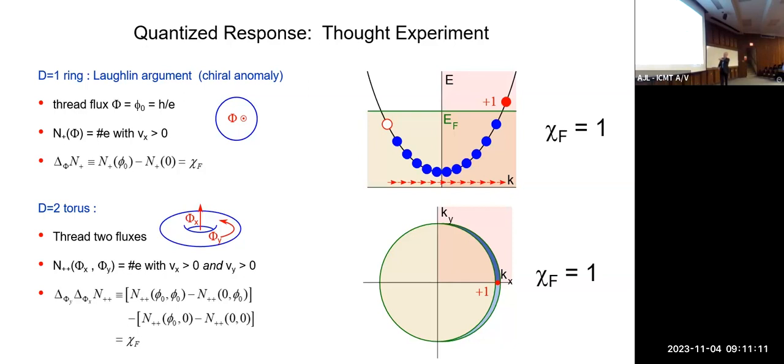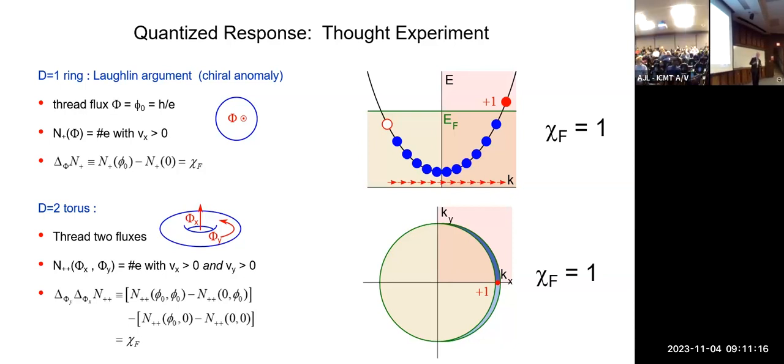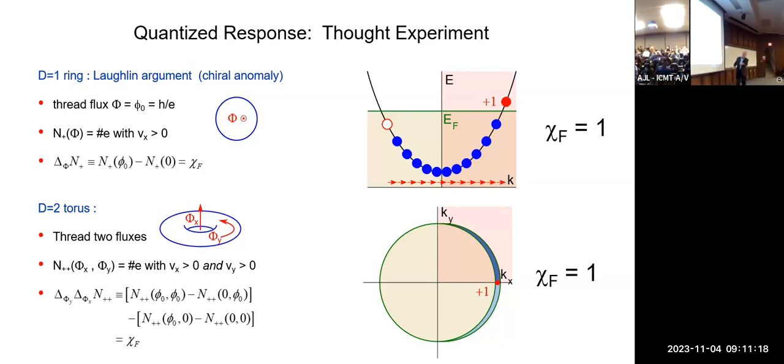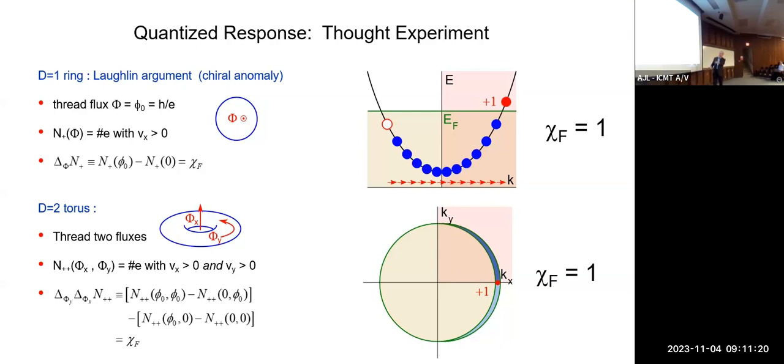But most of those electrons don't care whether I thread the other flux. Okay. And so what I want to ask is what's the change in the number of electrons moving up and to the right due to both fluxes? And what you can see is that there's going to be one electron that sort of crosses here that was affected by both fluxes, okay? And so this change in the number of electrons is going to be exactly one in this case.